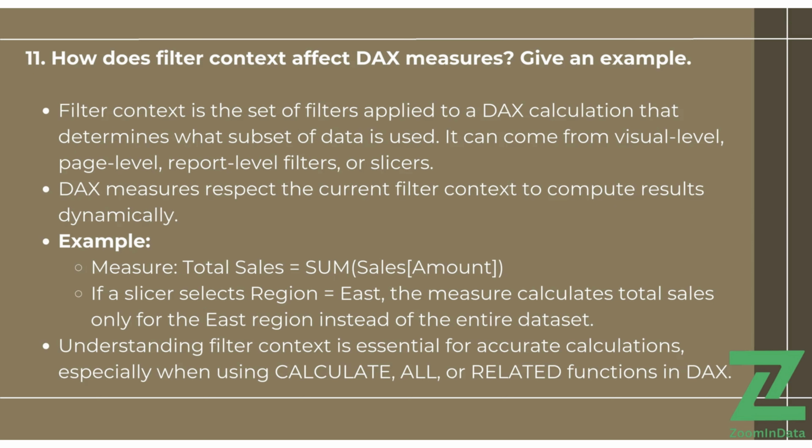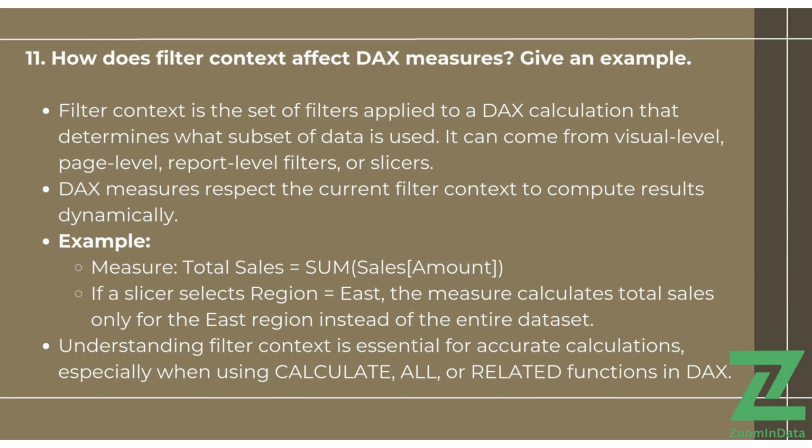11th question. How does filter context affect DAX measures? Give an example. Filter context is the set of filters applied to a DAX calculation that determines what subset of data is used. It can come from visual level, page level, report level filters, or slicers. DAX measures respect the current filter context to compute results dynamically.